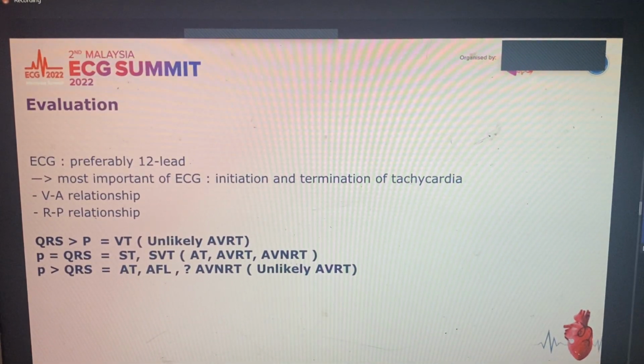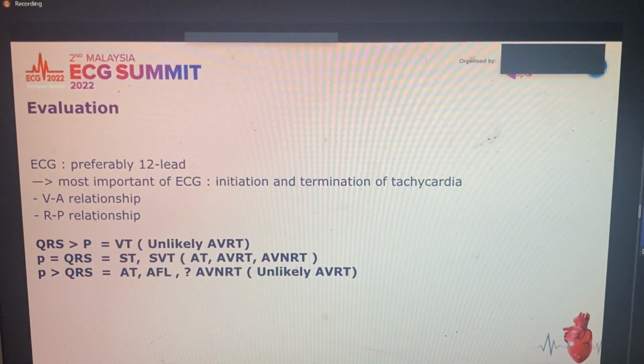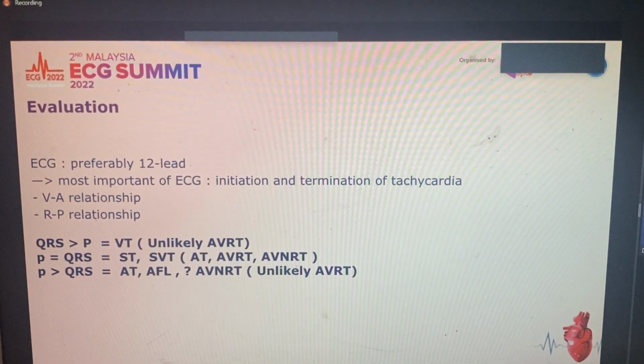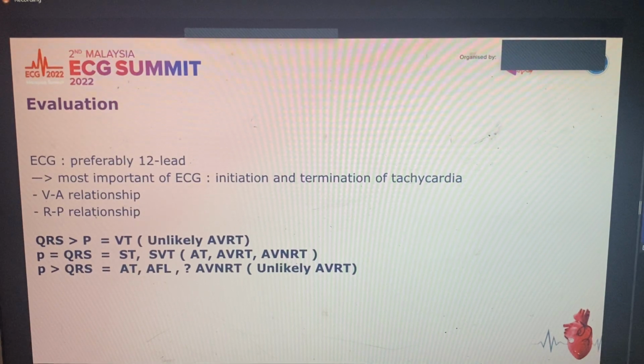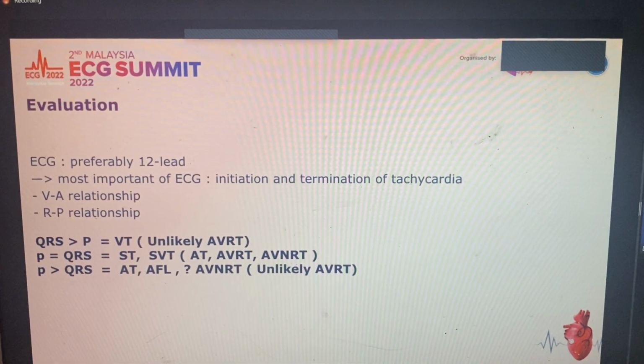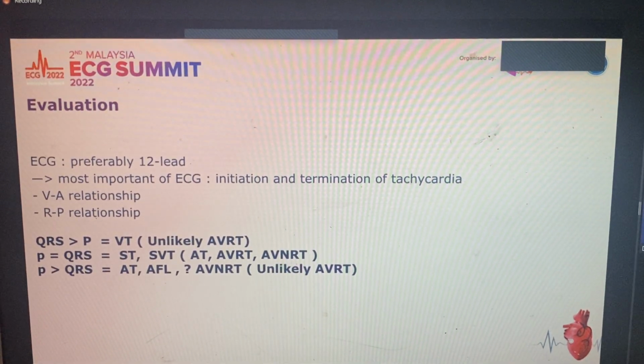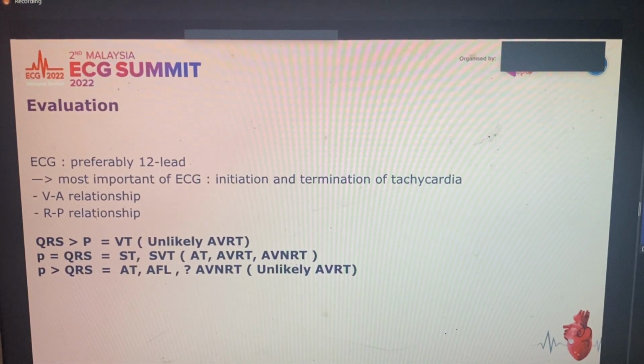The most important part of a tachycardia ECG is actually the initiation of the tachycardia and the termination of the tachycardia. If you can get that, it gives you a very important clue of what the underlying diagnosis is.